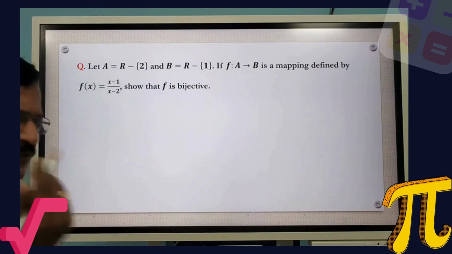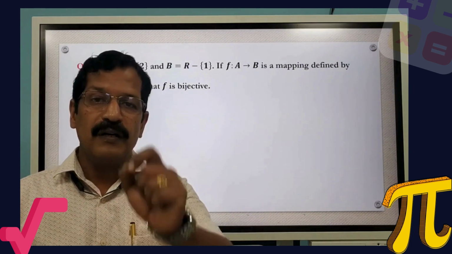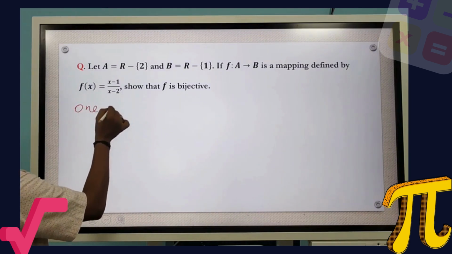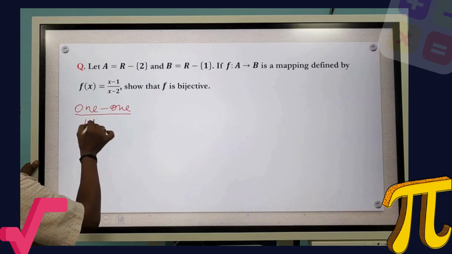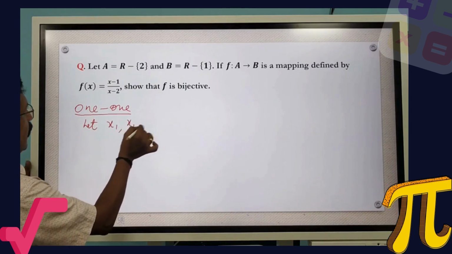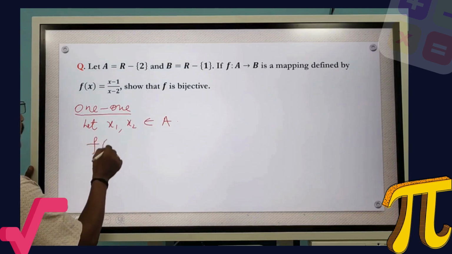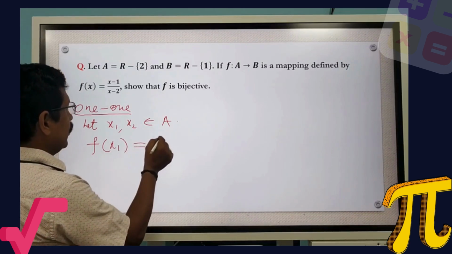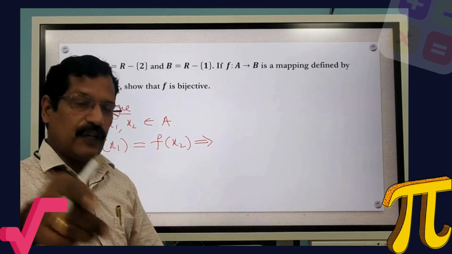How to? It's very simple. Bijective means the function is 1-1 as well as onto. Let us verify the 1-1 case first of all. For that I am taking two elements from A. Let x1, x2 be elements of A. The condition for the 1-1 case is to prove that f(x1) = f(x2) implies x1 = x2.